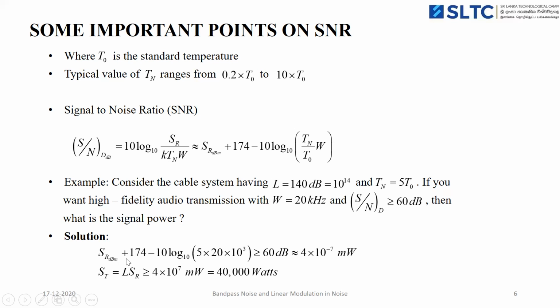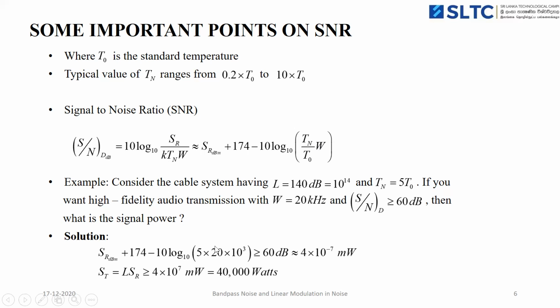So we have to substitute that Tn equal to 5 into T naught. By substituting Tn equal to 5 into T naught, T naught will be cancelled. So in that bracket term, we are getting 5 into W, where W is the bandwidth, which is given as 20 kilohertz. Therefore, we write here 5 into 20 into 10 power minus 3.